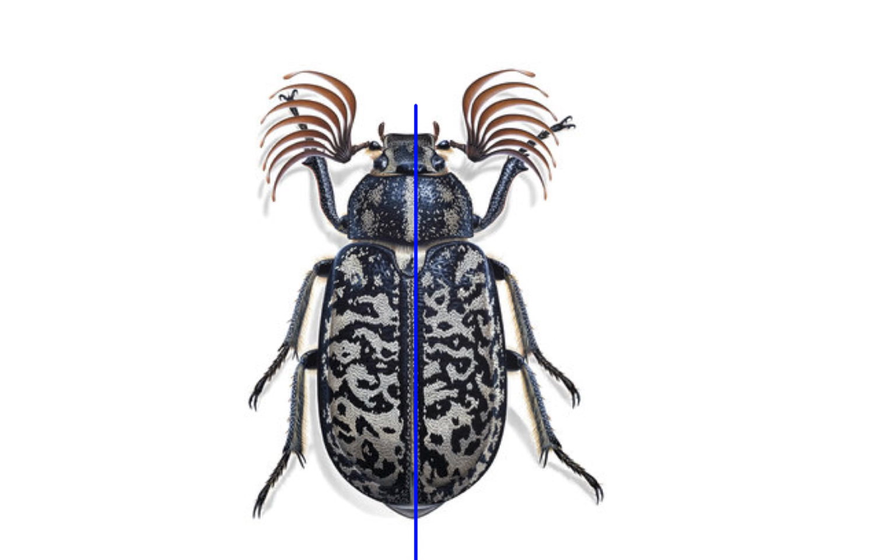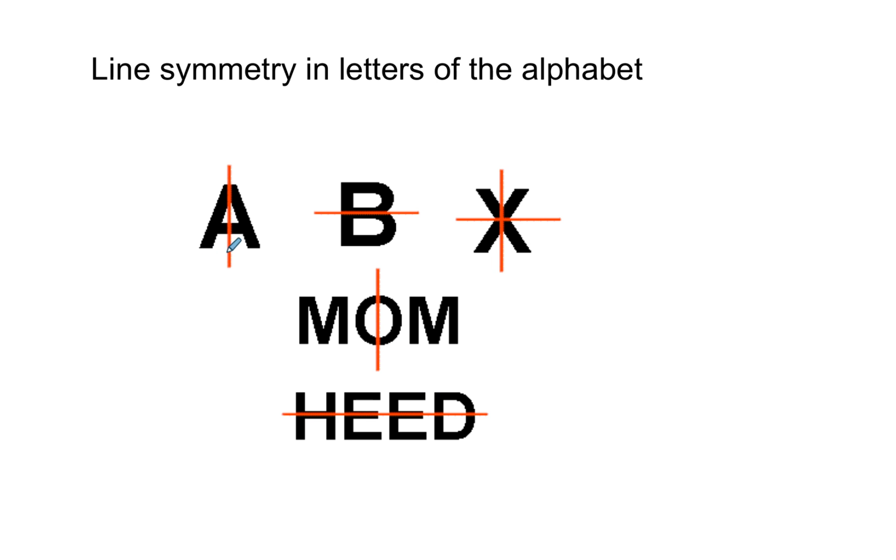Let's take a look at some objects in geometry. So there are lines of symmetry in the alphabet. This A, for example, has a vertical line of symmetry. This letter B has a horizontal line of symmetry. This letter X, we could say, has both a vertical and horizontal line of symmetry. This word mom has a vertical line of symmetry. The word heat has a horizontal line of symmetry. I think you get the picture.